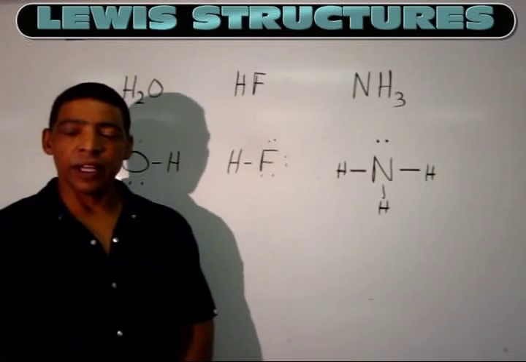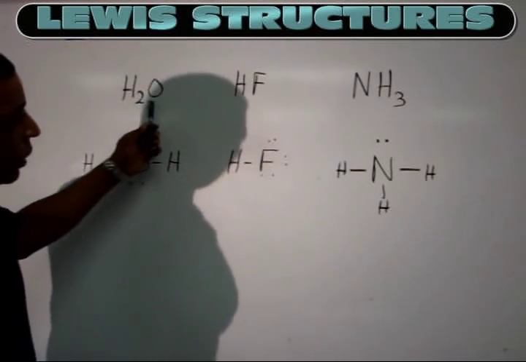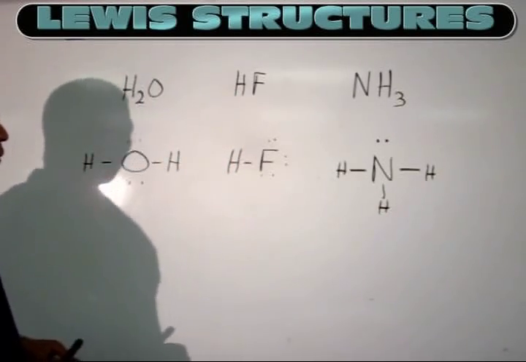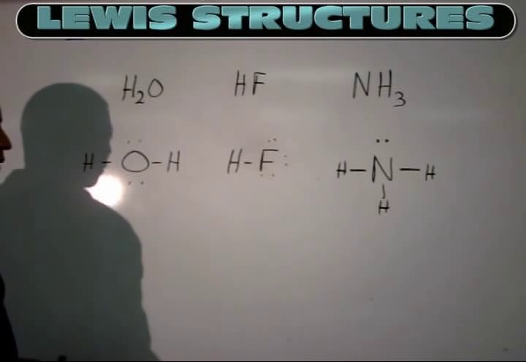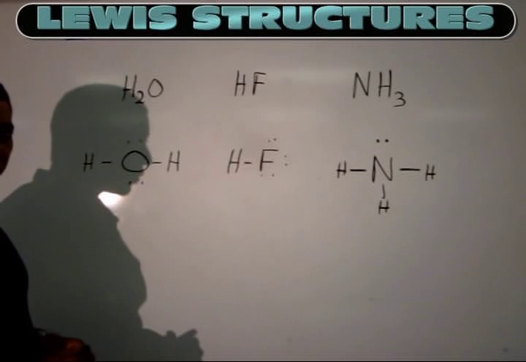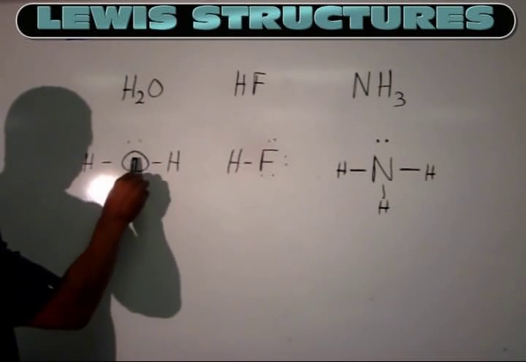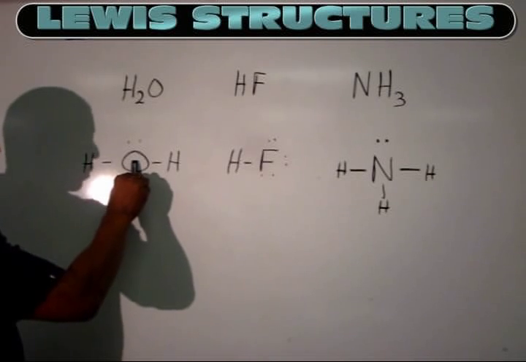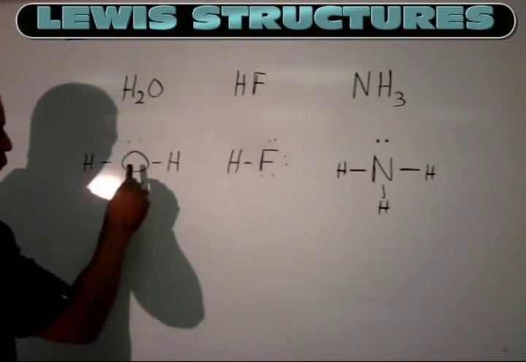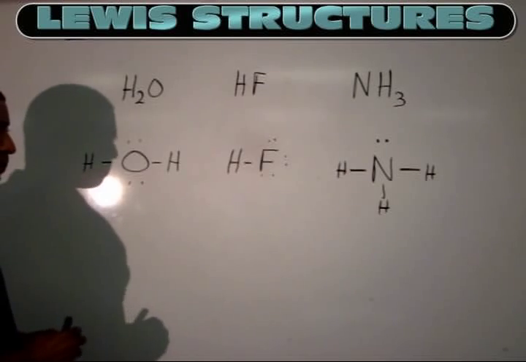Other examples of Lewis structures for molecular compounds include water, hydrogen fluoride, and ammonia. In the case of water, the oxygen will contribute 6 electrons, and each hydrogen will contribute 1 for a total of 8. Connecting the two hydrogens to the central atom consumes 4, which leaves 4 electrons remaining. These 4 electrons are now used to satisfy the oxygen.